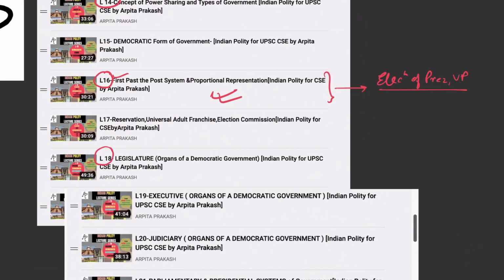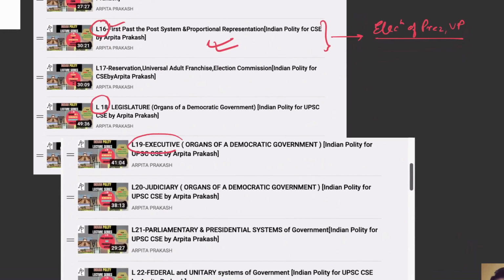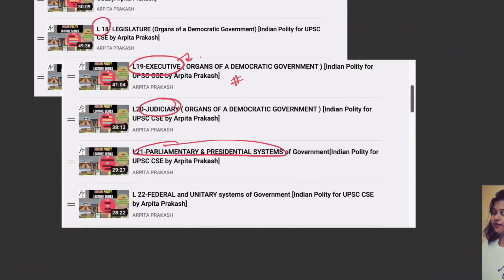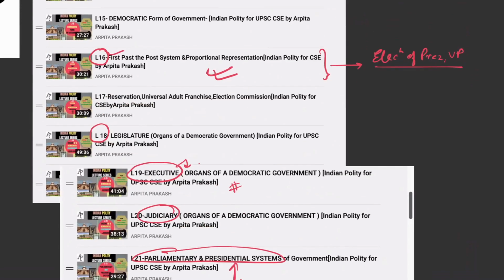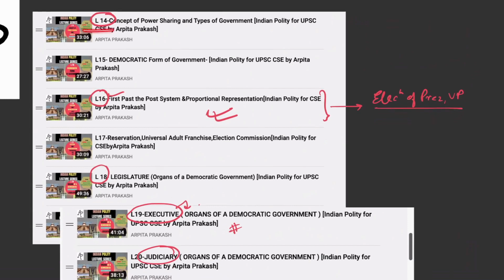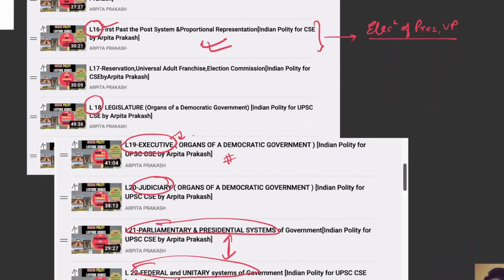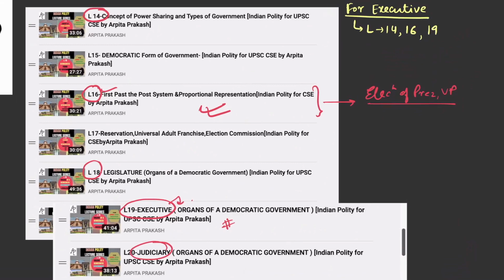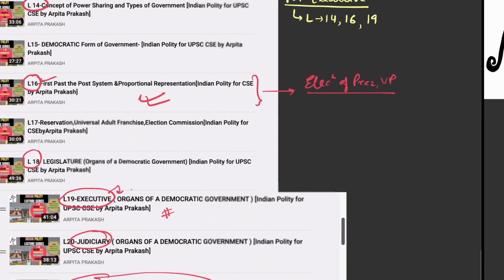Legislature you will have to do for the coming legislative classes. Executive, everything that I have explained about the basics. So to start you have to do this. Then to start judiciary you will have to do that. Then parliamentary and presidential system and federal unitary system, because everything will be referenced. So for this topic of executive, firstly you will have to understand this. So I'll just summarize that for you. For the topic of executive, do lecture number 14, 16, 19 and 21 and 22.